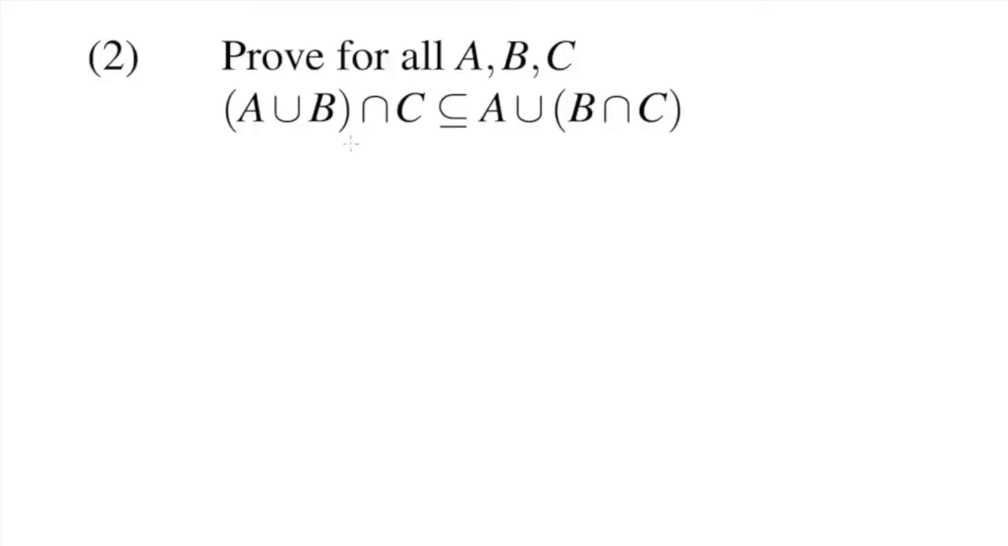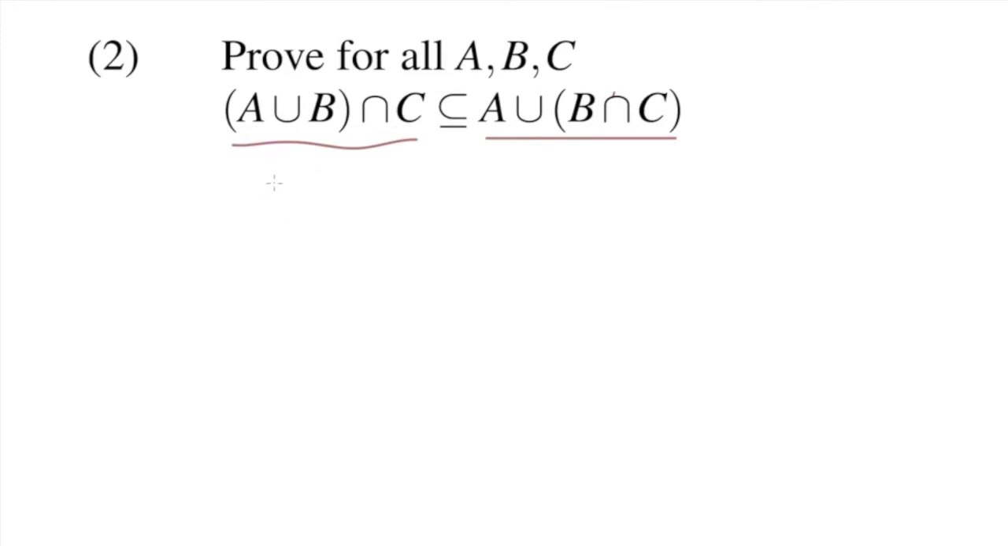So this is asking us to prove this subset relation. A union B intersects C is a subset of A union B intersects C. So how do we do this? How do we prove a subset relation? To prove a subset relation, we just need to say that if any element is in this set, whatever the element is, it's also in this set. So being in this set on the left means that you are automatically an element of the set on the right. Okay, let's see how it works.